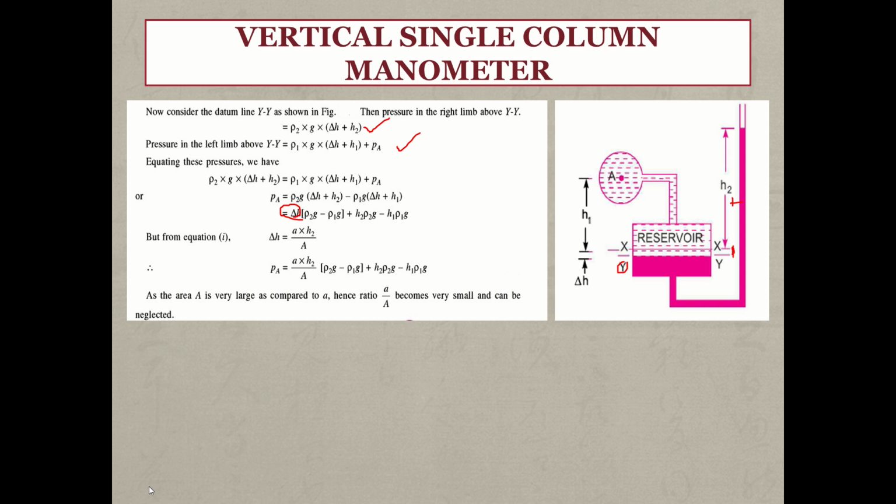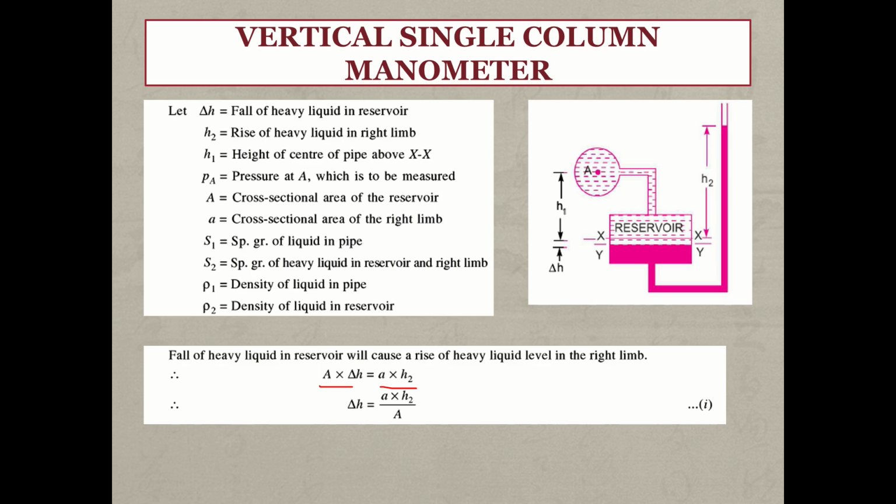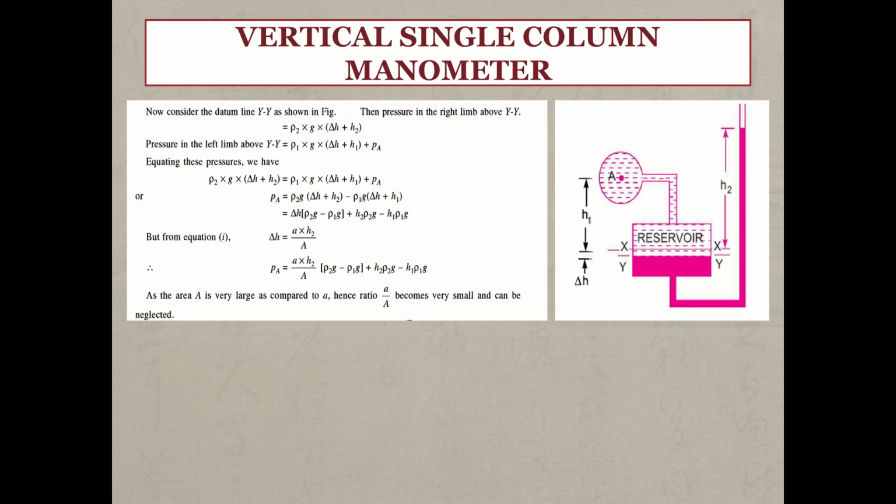So delta H will be equal to, just now we have calculated the value of delta H in the previous slide here, which is A into H2 by A. So we will substitute that A into H2 by A. So it becomes PA as A into H2 by A into rho 2G minus rho 1G plus H2 rho 2G minus H1 rho 1G. But what is A? Area of the tube. What is capital A?